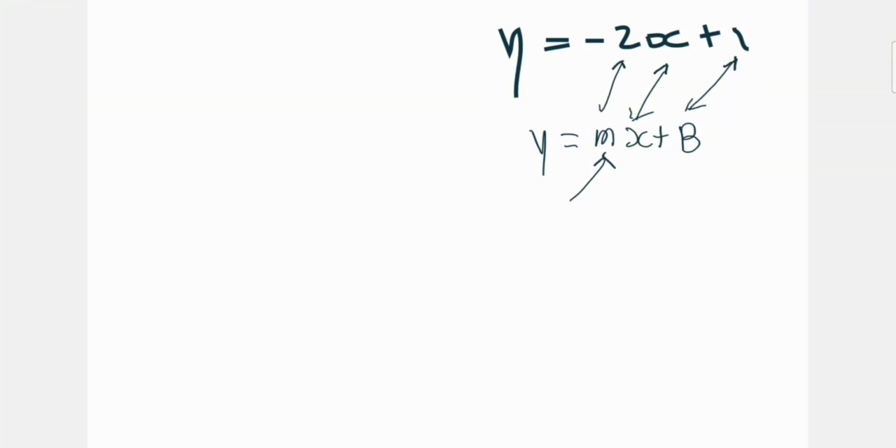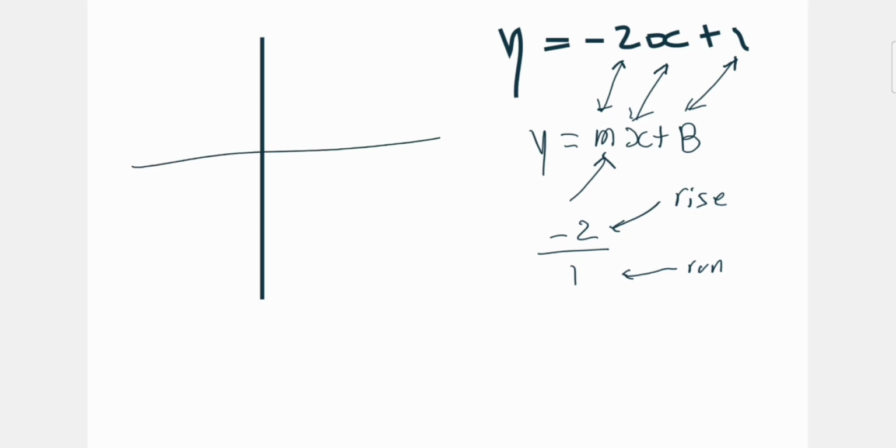So the slope is going to be -2. So this is -2 over 1. And when it's written like this, the top fraction, the numerator, is the rise, or the y value. And this bottom is going to be the run. Okay, so I'll show you what that looks like. I'm going to draw up a graph. This is just going to be a rough one.